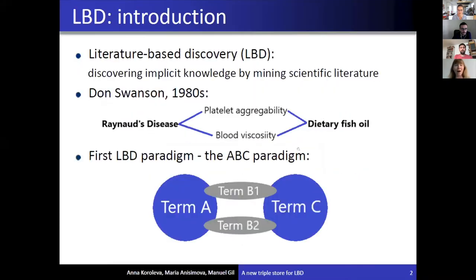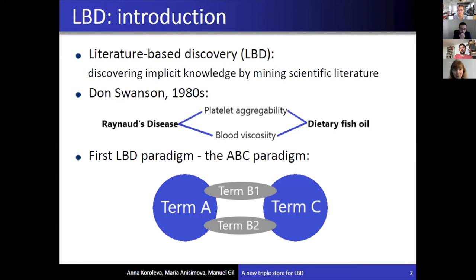Sorry for that. So first of all, I want to explain what is literature-based discovery, or LBD. It is a field of research aiming at discovering implicit knowledge by mining scientific literature. And this area emerged in the 1980s when a computer scientist, Don Swanson, was manually looking through some titles of scientific papers, and he noticed some connections between certain concepts.